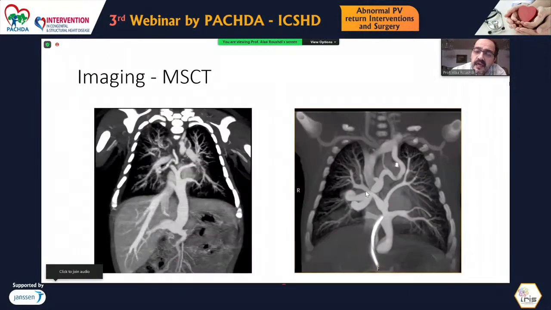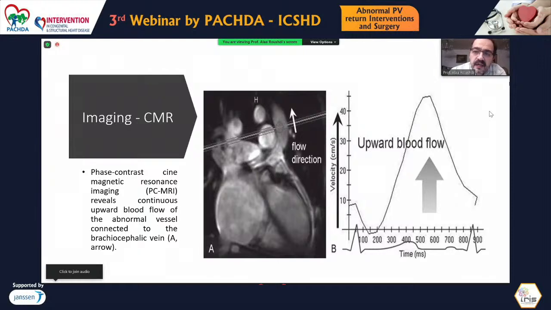And here is the infradiaphragmatic type, where the pulmonary veins are joining the vertical vein, which is crossing downward across the diaphragm to the venous confluence to the portal circulation. Cardiac MRI has a very limited role, actually, because the multi-slice CT is more readily available and usually provides us with all the anatomical details required. However, the cardiac MRI has a peculiar benefit of identifying the flow across any vascular structure.